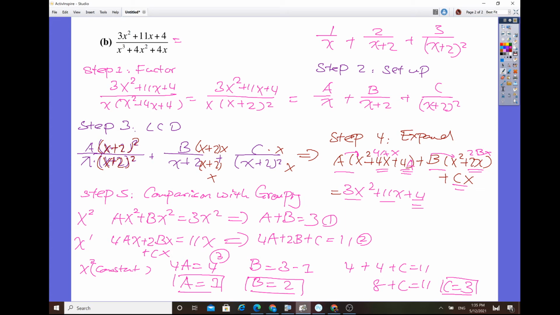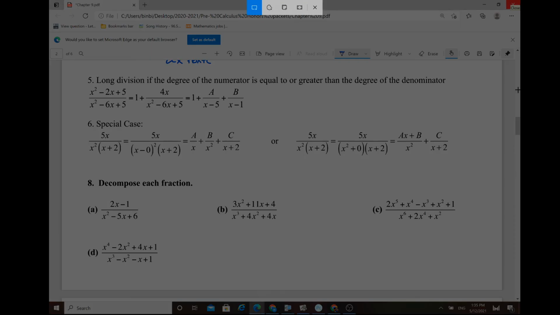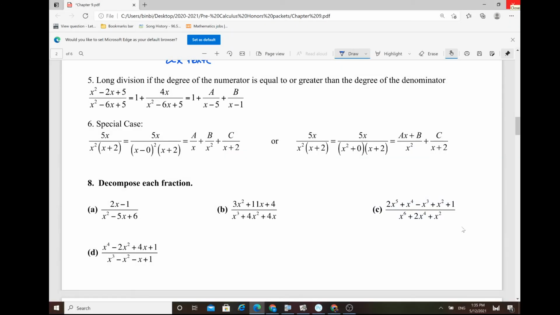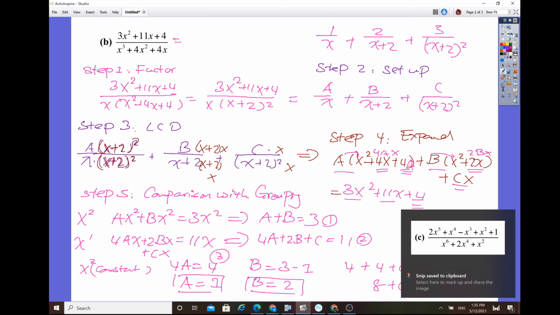And now going back to the template, let's see what else that we have. So the next one, this one's a little bit lengthy, but I'll just show you the setup. The way to decompose the fractions, the rational expression. Okay, so let's check this out. So back to this page.